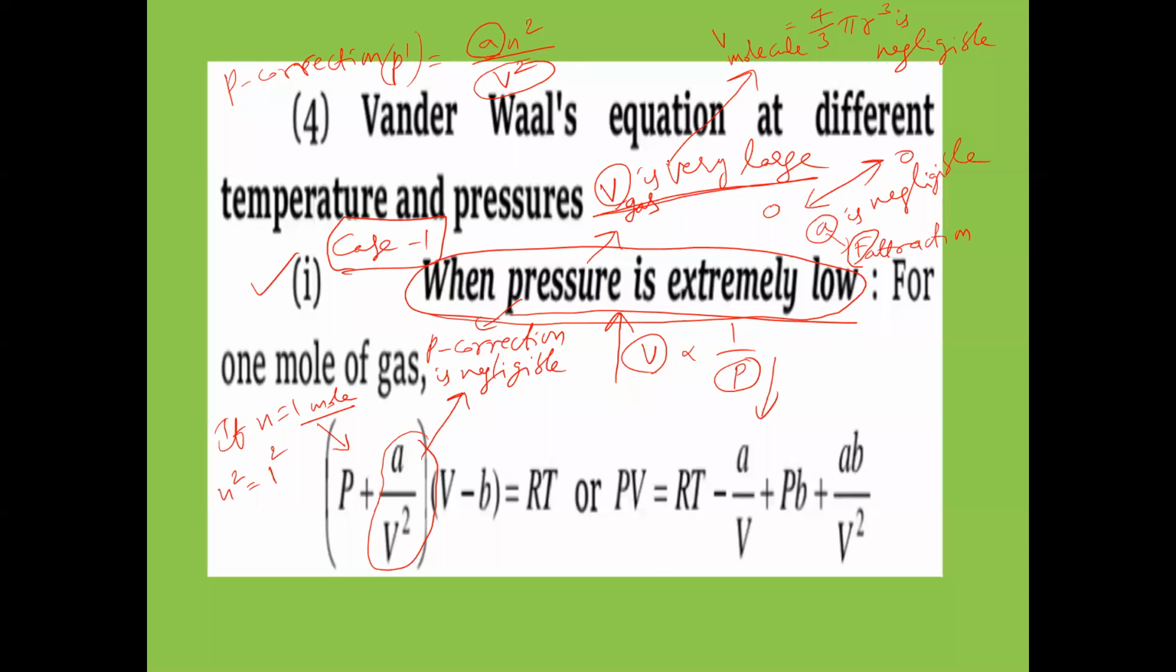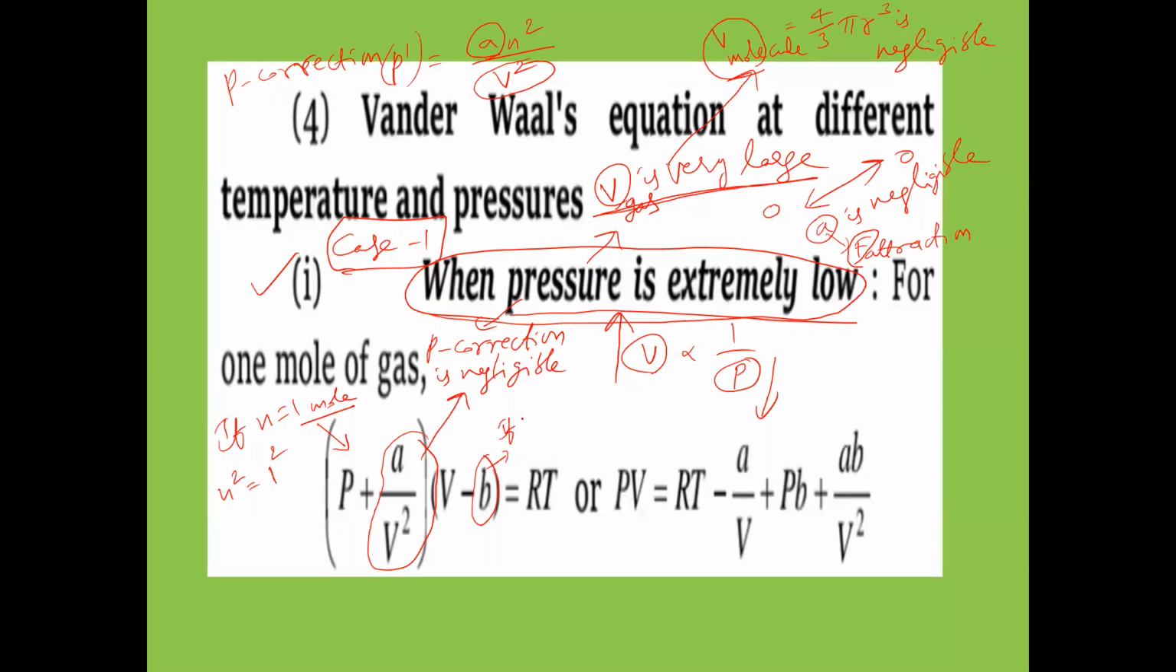In comparison to the large volume of gas, the volume of each gas molecule is negligible. The gas molecule volume can be neglected because the gas volume is very large. That's why the volume correction can be neglected. Volume correction is what here? This one. So nb becomes what now here?